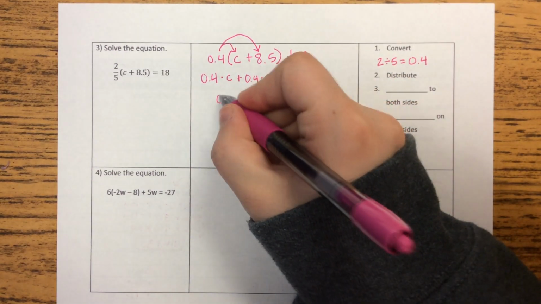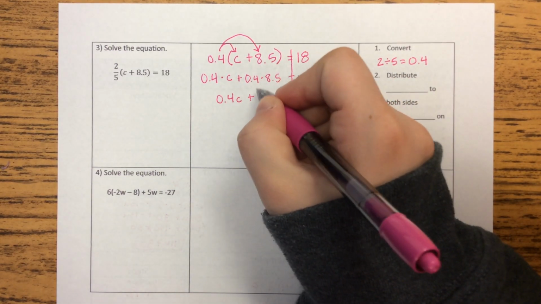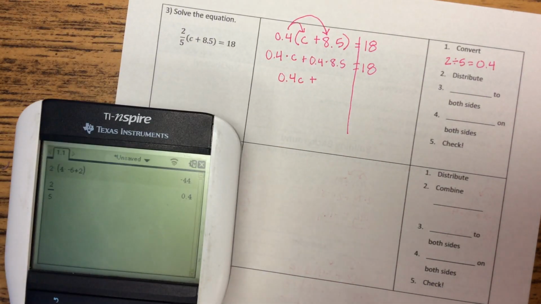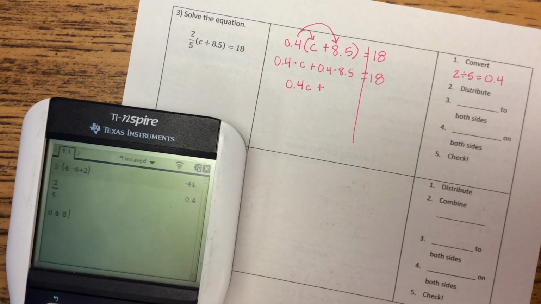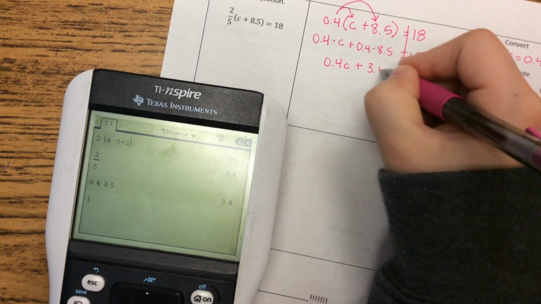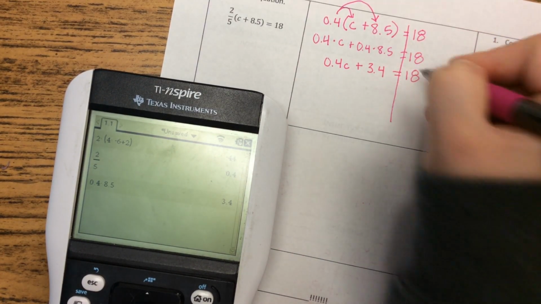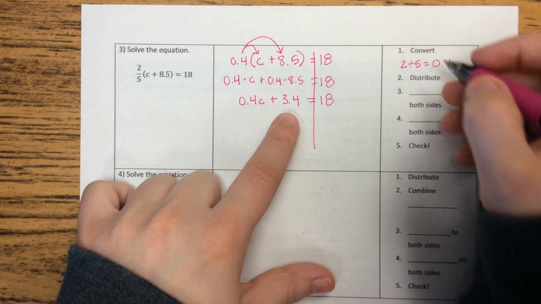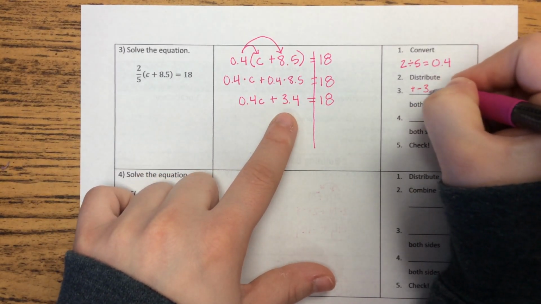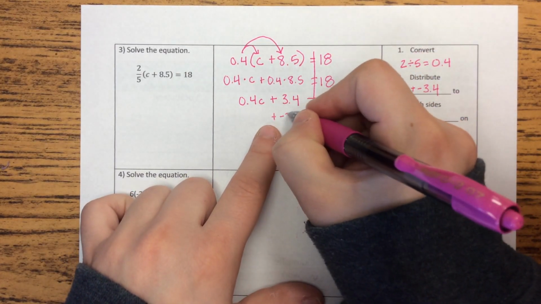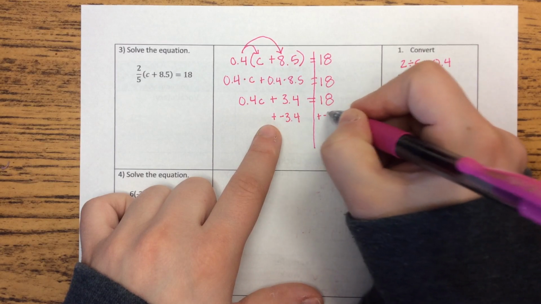Okay, I know that this is going to be 0 and 4/10 c plus, and I don't know what that turns out to be, so I'm going to just use my calculator quick. 0 and 4/10 times 8 and 5/10 is 3 and 4/10. Okay, so to undo, well, the c is hanging out with the 4/10, so we want to keep those. To undo adding 3 and 4/10, we would add a negative 3 and 4/10 to both sides. I'm going to put it right underneath this 3 and 4/10. If I do it to one, I do it to the other.